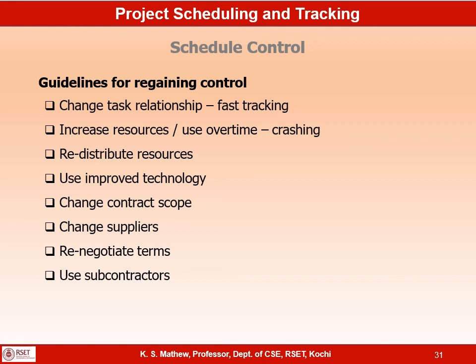And use subcontractors. Suppose you find that there is a constraint on the resources, and that's why the slippage is happening. You don't have enough skilled resources for doing some activities, which results in the schedule slippage. You can change the plan to outsource some of the activities to subcontractors, so they can also start working in parallel along with you, and the schedule slippage can be avoided. Use subcontractors. So these are the various options available for a project manager to control schedule deviation or schedule variance.